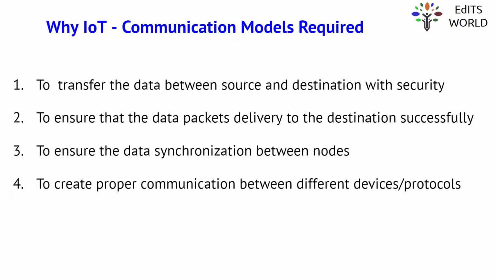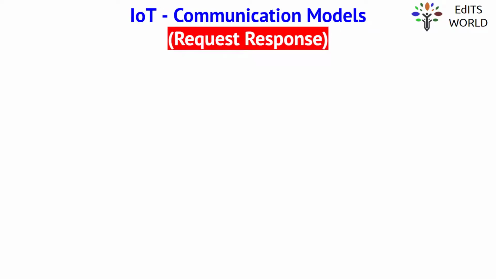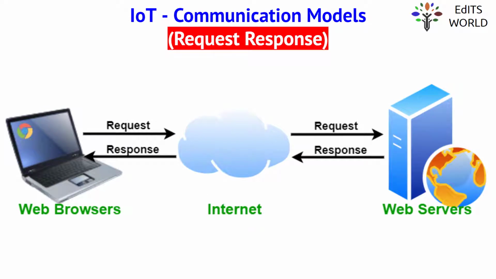When one device communicates with another device, they work on different protocols. So to enable different protocols to communicate with each other, we require a communication model. In the IoT communication model, first let us try to understand request and response. Well, it is clear by its name what is request and what is response. So here, one device will request and the other will respond.